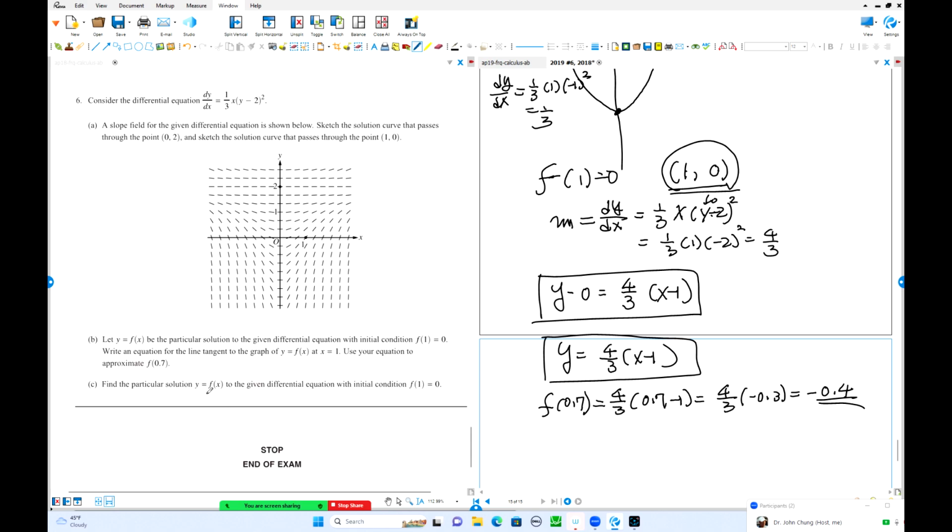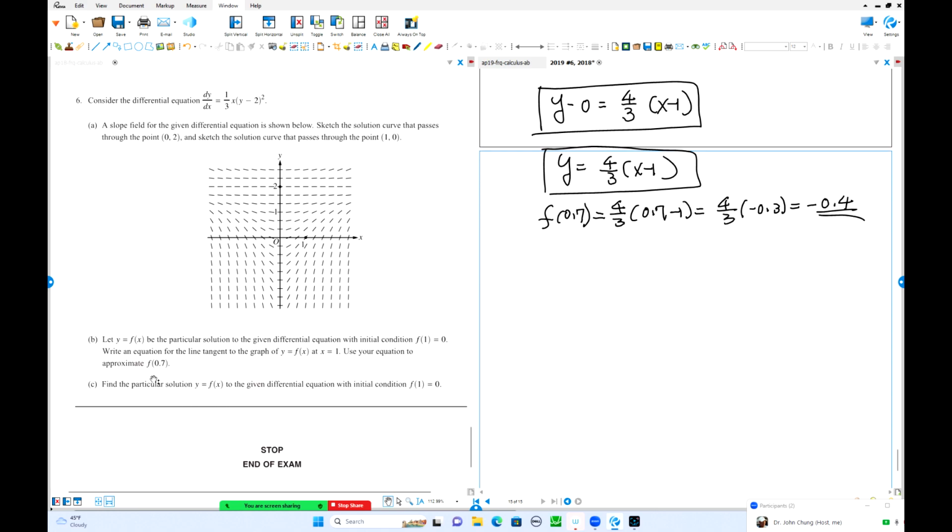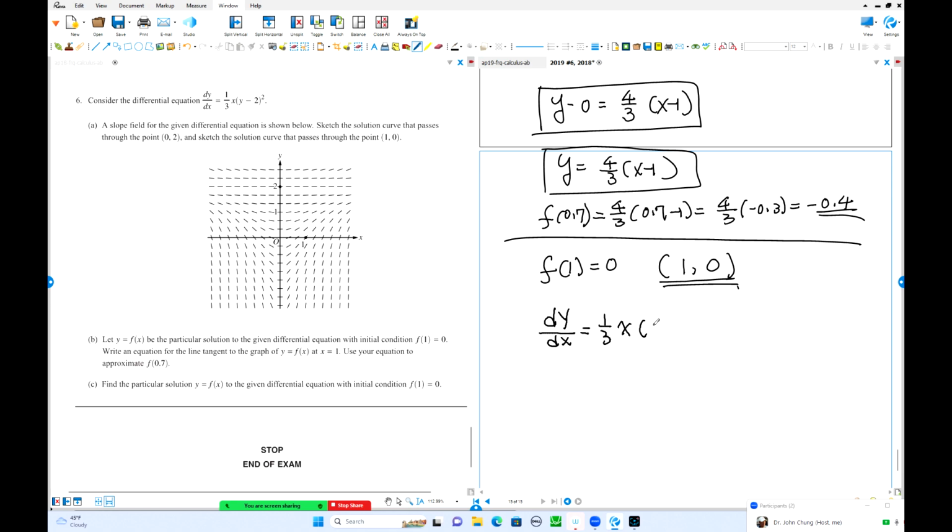Now find the particular solution y equals f of x for the given differential equation. The initial condition is 1, 0, okay? Now we're going to find the exact particular solution of this differential equation. The initial condition is the same, at x equals 1, y equals 0. So we have to solve dy/dx equals 1/3 of x times (y minus 2) squared, okay?